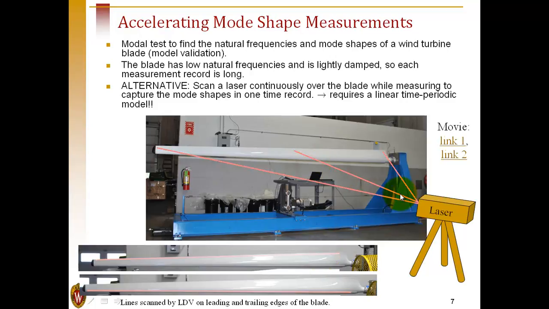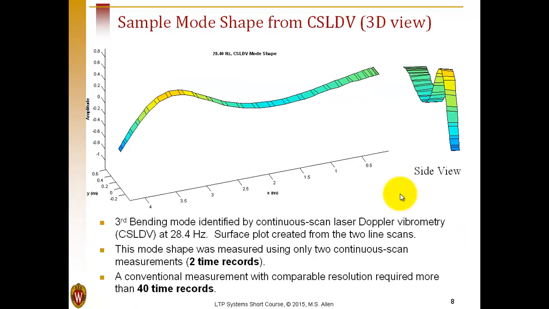But once we do that, we can take 2 measurements such as these and use that to reconstruct the deformation shape of the blade, whereas a conventional measurement may have taken 40 measurements or more to get this same kind of resolution. So in other words, 20 times as long. And if each one of those measurements is 30 seconds or 1 minute, that time starts to become appreciable. Or if we're talking about a full-scale wind turbine, we might need 15, 20 minutes, half an hour per measurement. And so the time becomes very, very long.